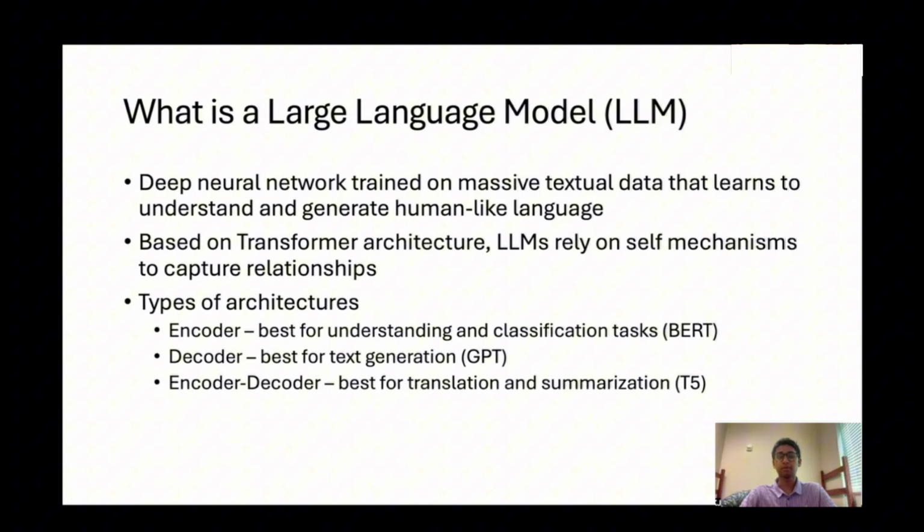And there are three main types of architectures for this. We have encoders, which are like your BERT models, for classification, understanding, and embeddings. We have the decoder, which is for text generation, so your ChatGPT and other standard models. And then you've got the encoder-decoder, which is for translation and summarization, like T5.